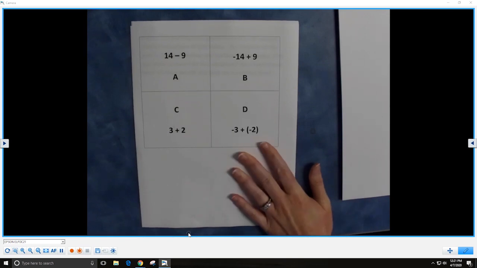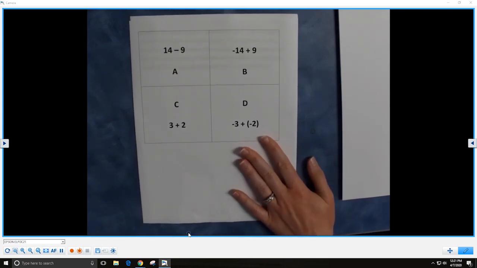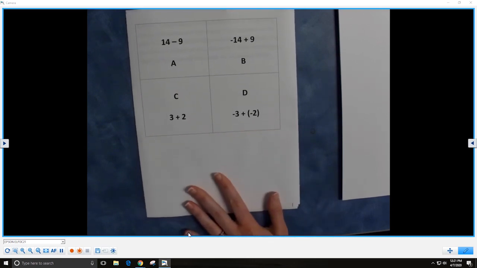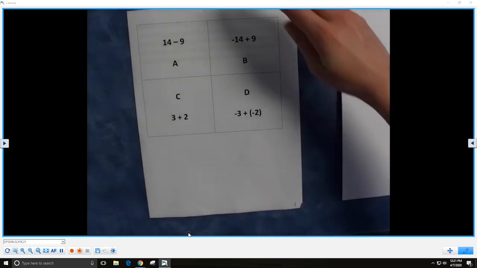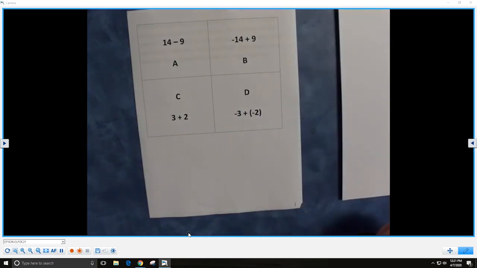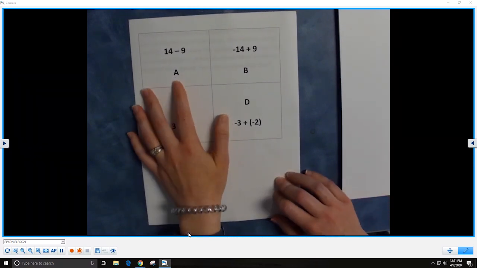Let's think about these 4 expressions that we have here. Remember that an expression does not have an equal sign, whereas an equation does. How are these expressions the same? Okay, so let's simplify these expressions. So I want you to first start with A, and I want you to simplify 14 minus 9.